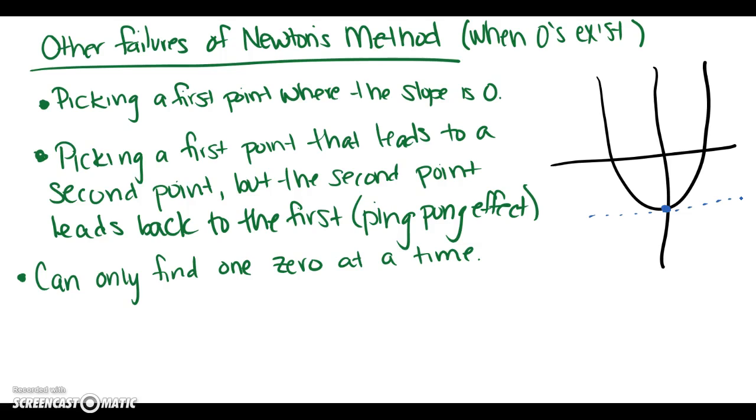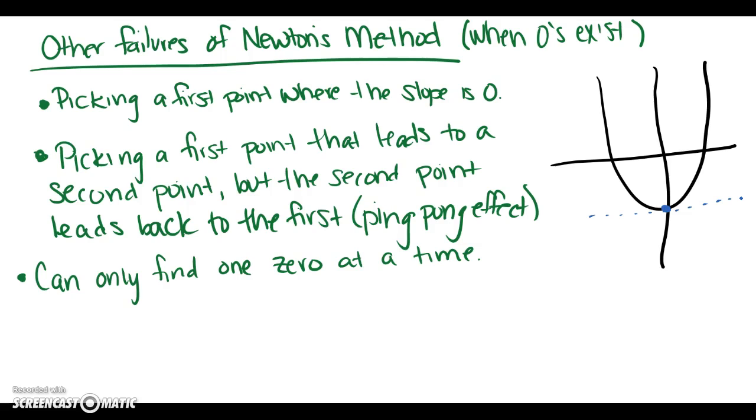So if something funny is going on and you're not getting a new value, or you end up finding some weird things going on, one thing to do is to pick a new starting value. The second potential problem is that you pick a first point that leads to the second point, but then the second point leads back to the first. And what you end up getting is this ping-pong effect where you just keep getting the same values for x1 and x2, x3, x4, x5, x6, etc. So if you notice that the values are just ping-ponging back and forth between the same two numbers, that doesn't mean there's not a 0 in the function. It just means that you need to pick a new starting value.